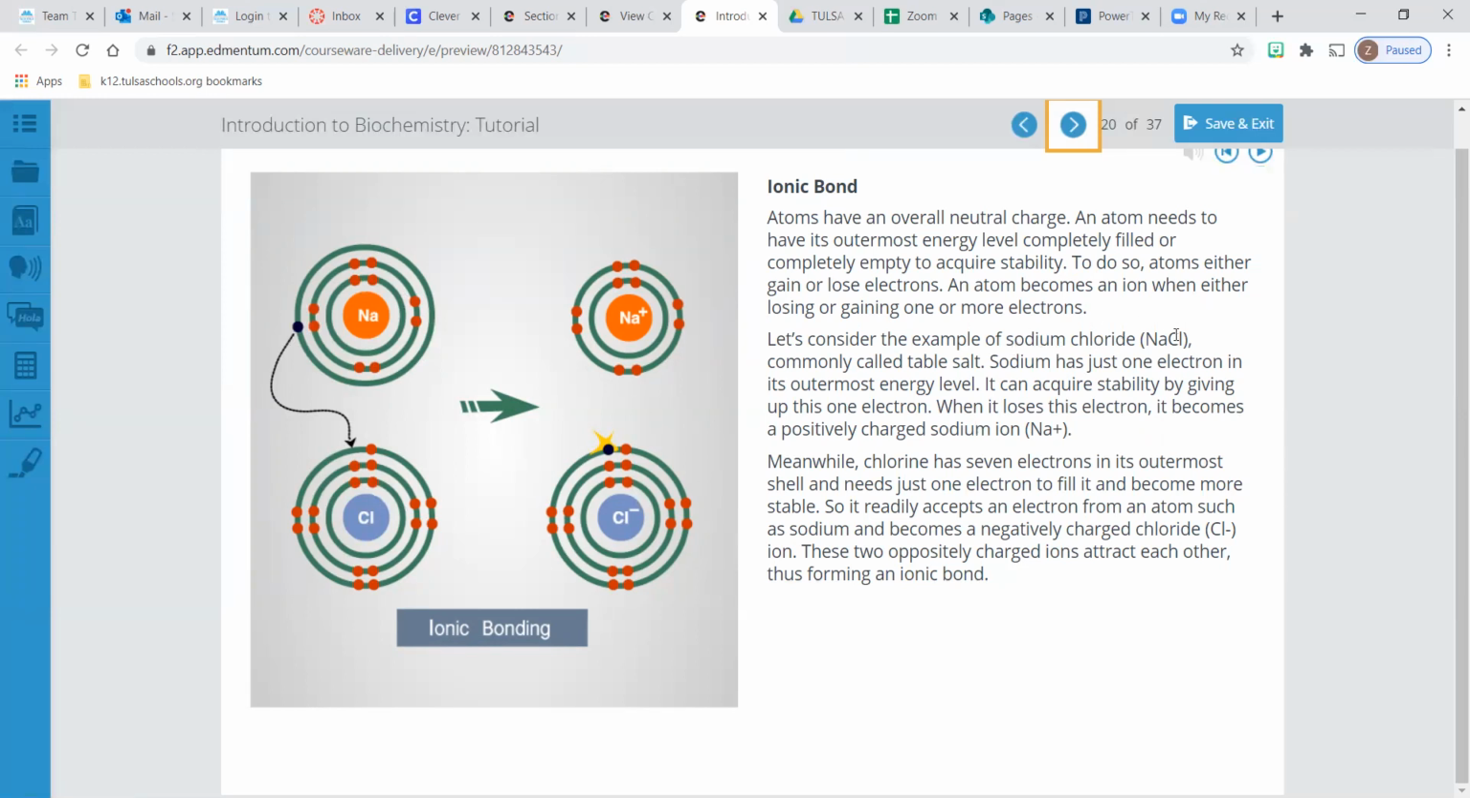So sodium chloride: sodium has just one electron in its outermost energy level. It can acquire stability by giving it up. And if you're giving up something that has a negative charge, you will become positively charged. It's like cutting off a toxic negative person will leave you more positive. Think of it like that.